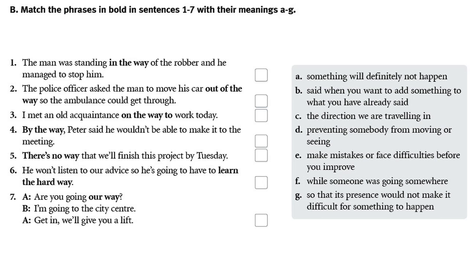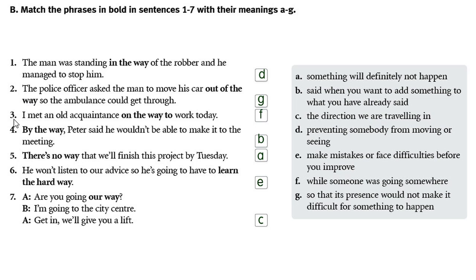B. Match the phrases in bold in sentences 1 to 7 with their meanings A to G. Answers. 1. The man was standing in the way of the robber and he managed to stop him. قام بإيقافه لأنه كان واقف في طريقه. Number 2. The police officer asked the man to move his car out of the way so the ambulance could get through. الشرطي أخبر الرجل أن يتنحى عن الطريق ليسمح بالإسعاف ليمر.